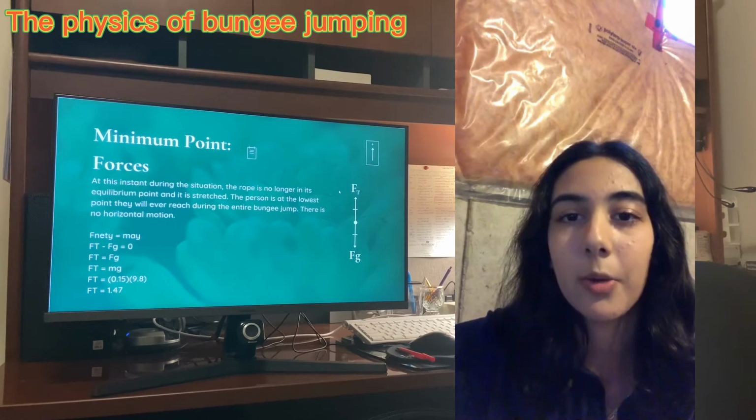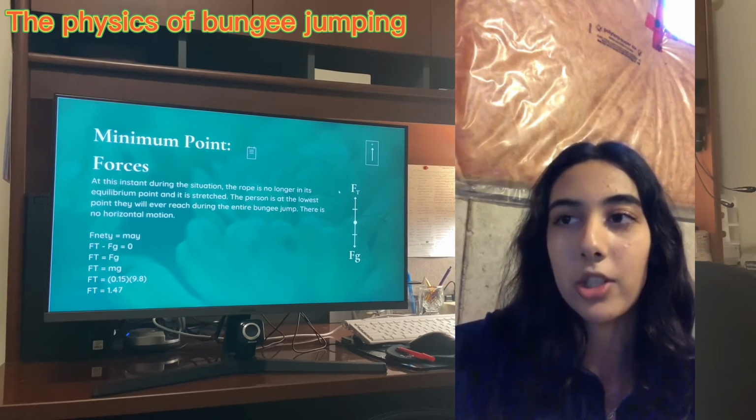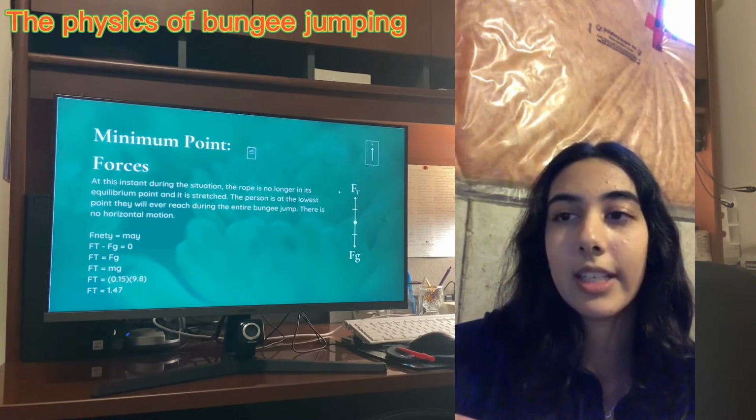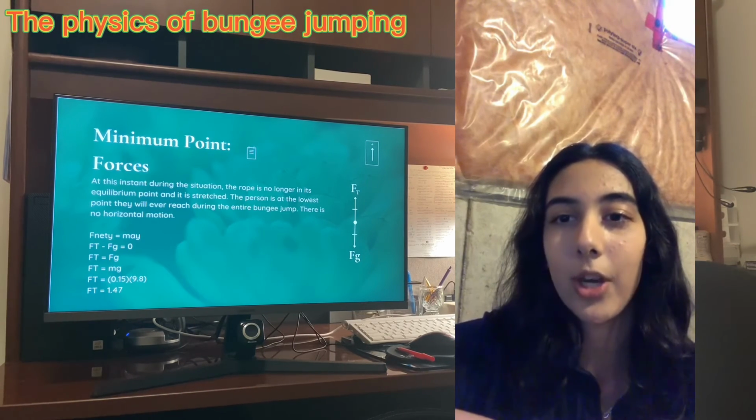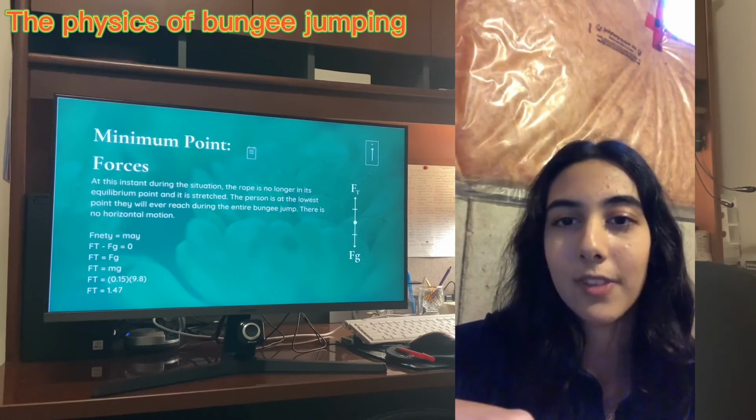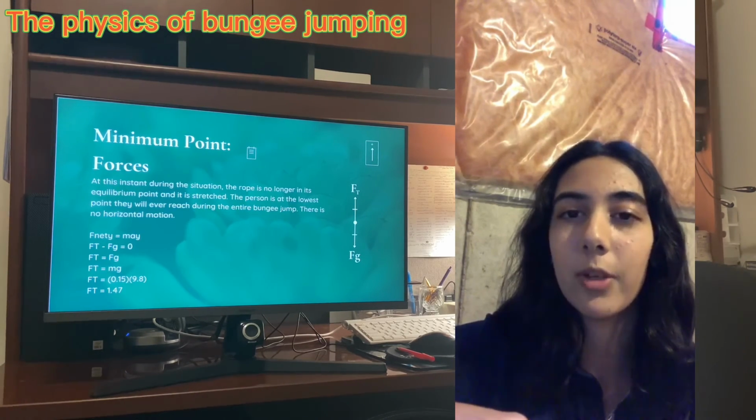The person is at the lowest point that they will ever be during the entire bungee jump. So, to calculate the tension at this instant, we can again rearrange the equation so that the force of tension is equal to the force of gravity. We will find that the force of tension is equal to 1.47 newtons.